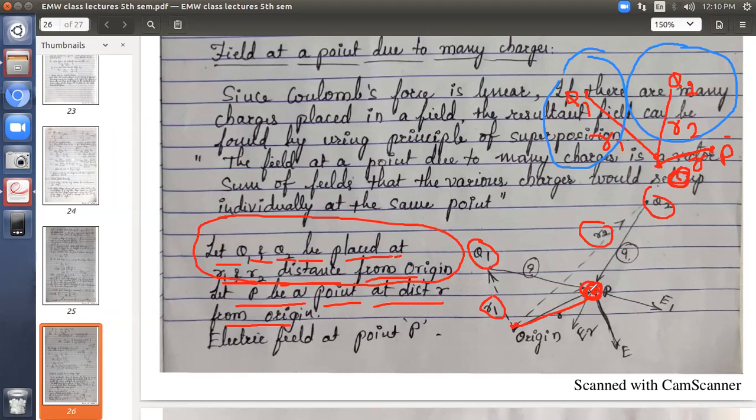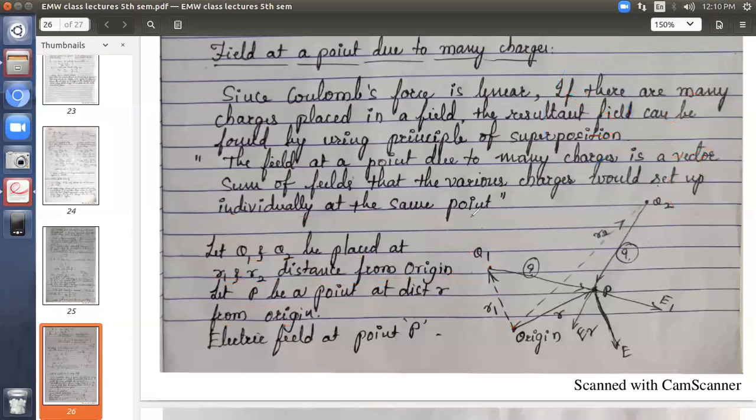I hope you understood this much. That's why I have drawn the figure: Q1, Q2, point P, origin, R1, R2 and R. Till this you understand. These are the considerations.